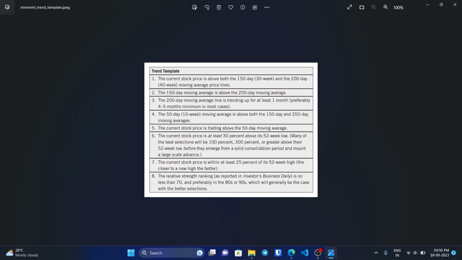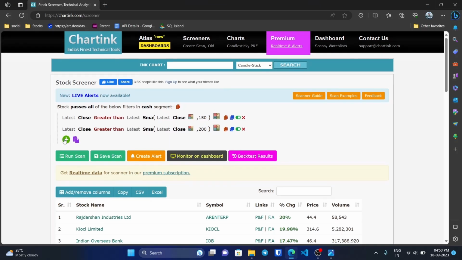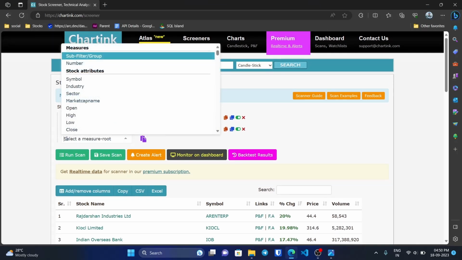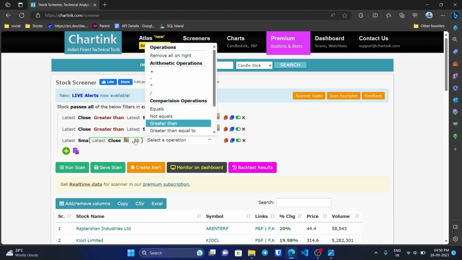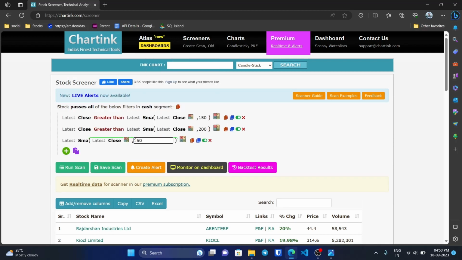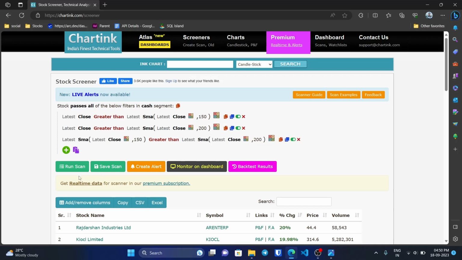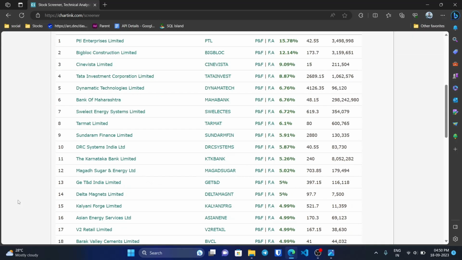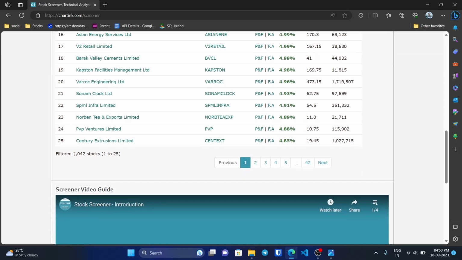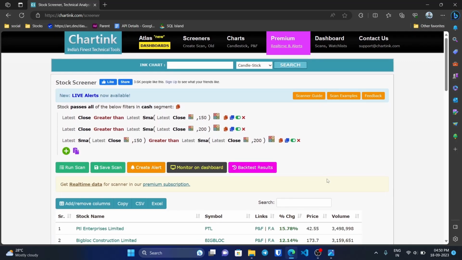Our second condition is that the 150-day moving average is above the 200-day moving average. So add the next filter here, like SMA of 150 greater than SMA of 200. Okay, then run the scan again. Now we have reduced to around 1000 stocks. Okay, so we can go to our next filter now.